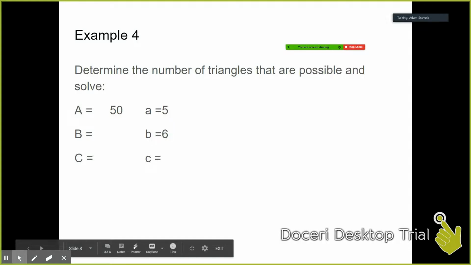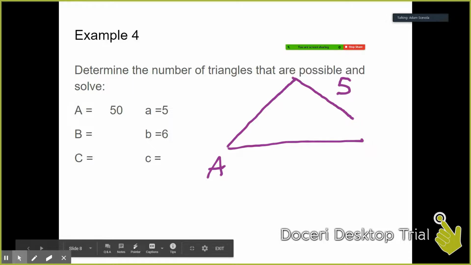So determine the number of triangles. Let's draw the picture. So we've got a line here. Make that angle A. This would have to be 5. And then this would have to be 6 because A is opposite angle A. And this is 50 degrees. So this angle is acute and the side opposite is less than the side adjacent. It's 5, so the side opposite is less than 6. So that means this is the place where we could have 0, 1, or 2 triangles.